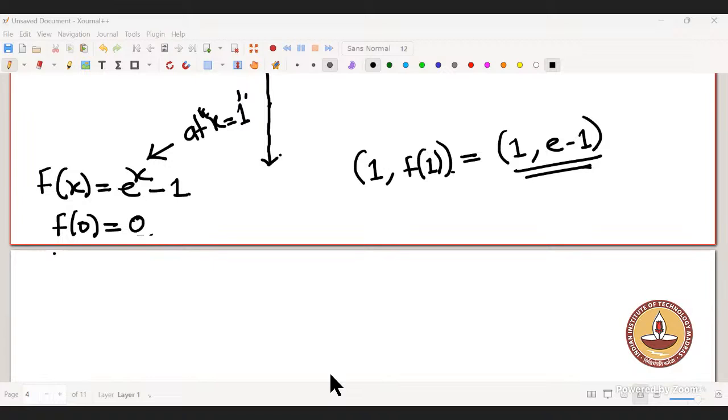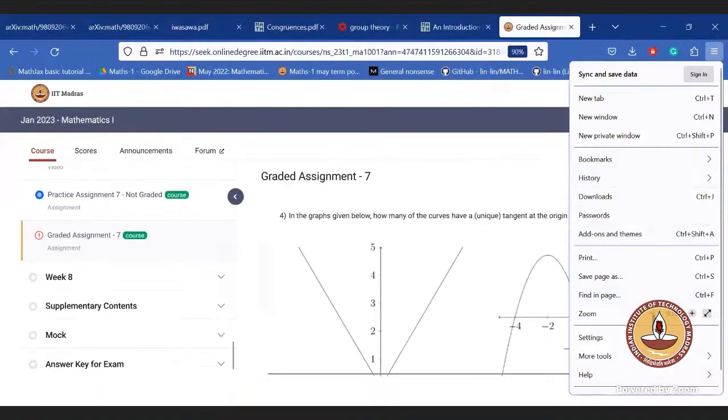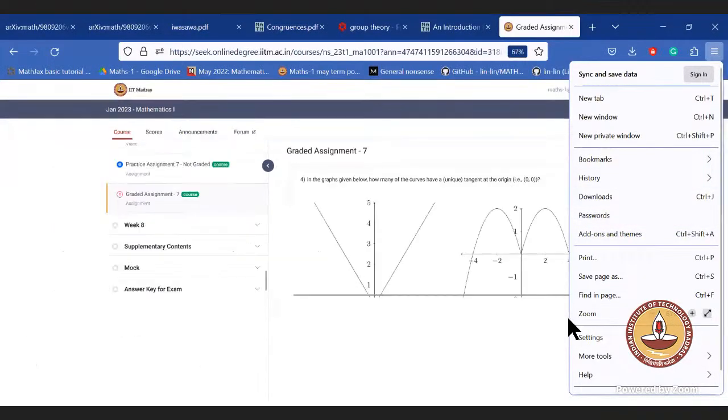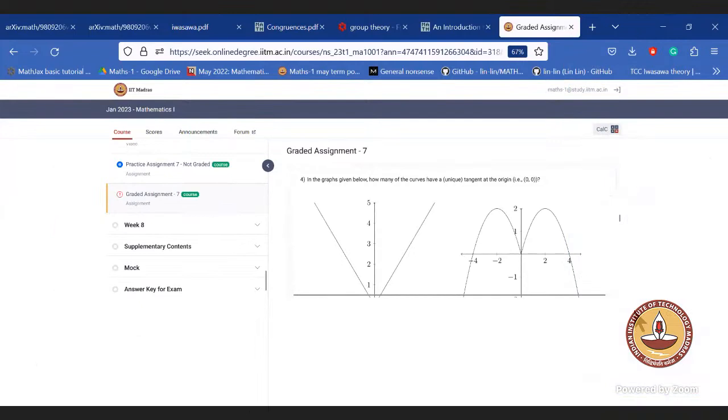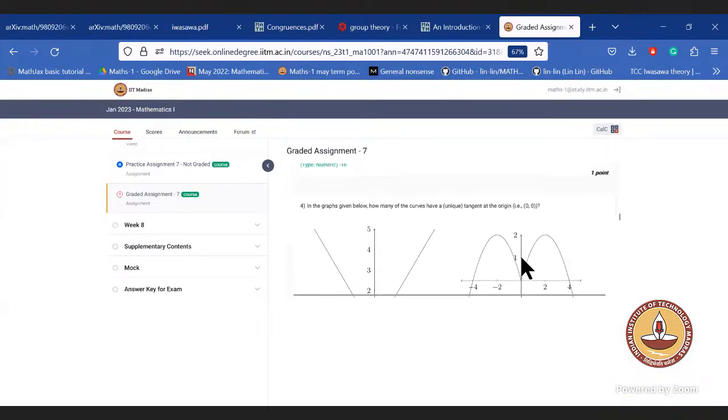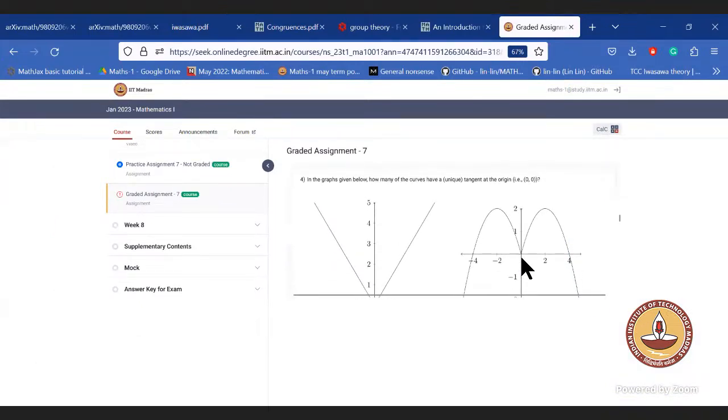Okay, so before that, let me check. Week 7 graded assignment, right? Which question number did you say? Question number 4, sir. I just had a doubt in the second function. Let me share my screen. Just a minute. This is your question number 4, right?